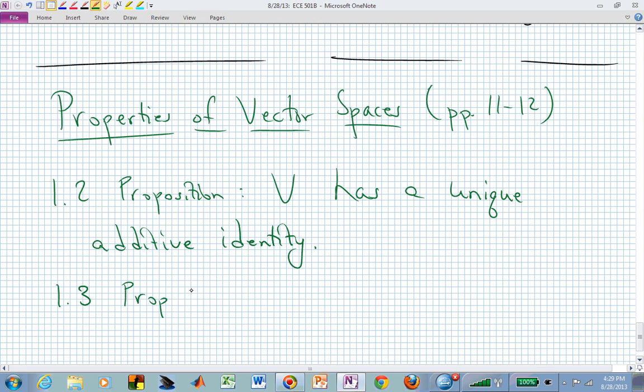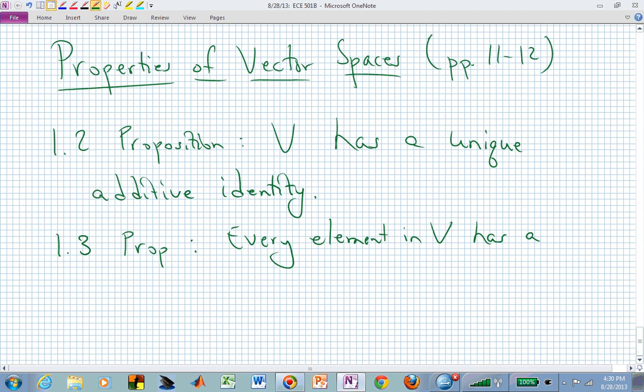Proposition 1.3. Every element in V has a unique, and this unique word is nice to have. Every element in V has a unique additive inverse. That means you give me an element in this vector space, and I can find another element in that vector space which, when added together, gives me the 0 vector. That's what proposition 1.3 says.